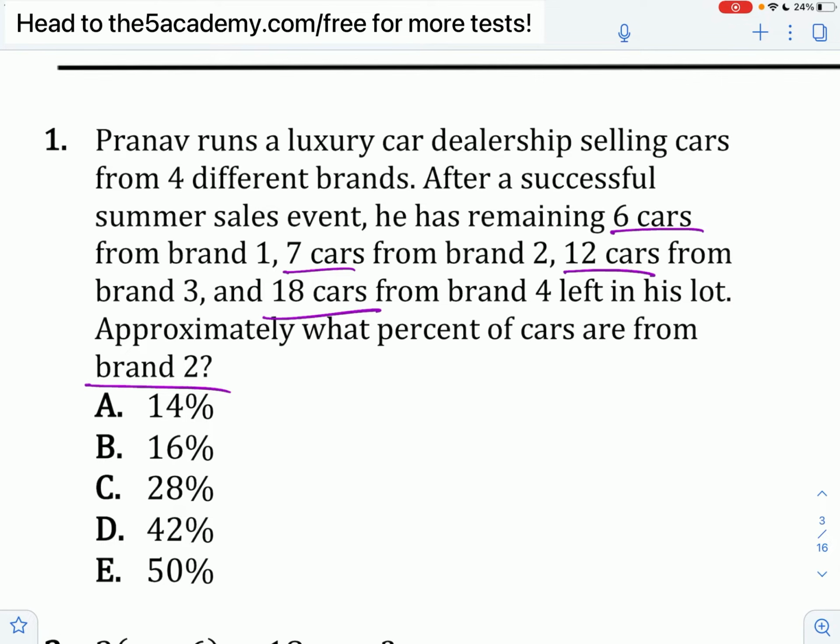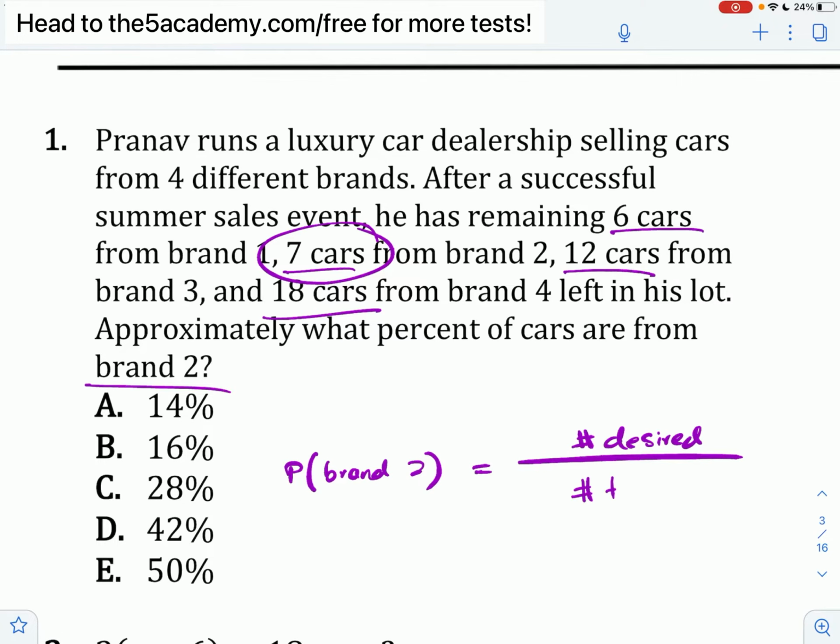Okay, so from brand 2, if we want to calculate what percent or what proportion of cars are from brand 2, we can treat it like a probability problem. So what's the probability of randomly selecting a car in the lot and having that car be from brand 2? The way you calculate that is you have a fraction. The numerator of the fraction is going to be the number of desired outcomes. In this case, it's going to be 7 cars. We want to choose one of those 7. The denominator is going to be the number of total outcomes, and that's essentially just the sum of 6, 7, 12, and 18. That comes out to 7 over 43. And if you calculate that, you end up getting 0.16 going on. And that's what B is, approximately.